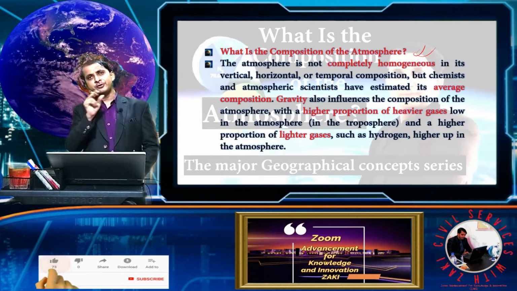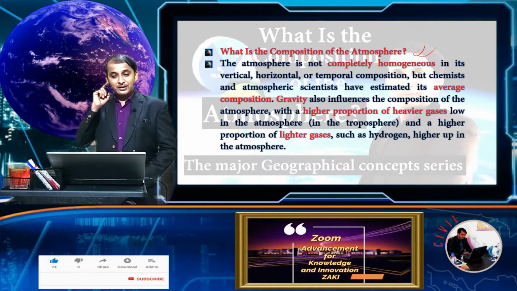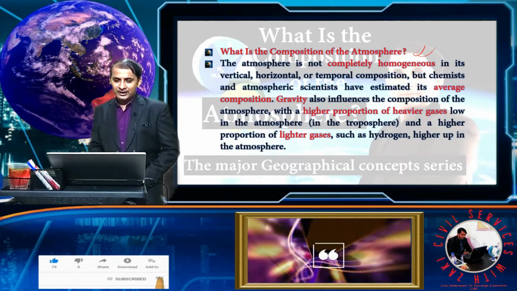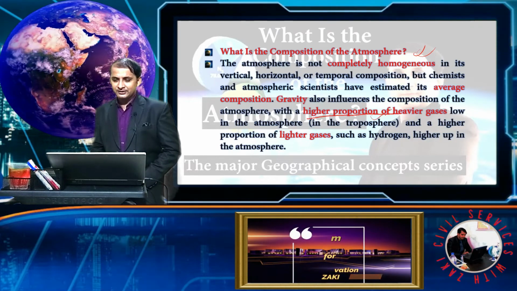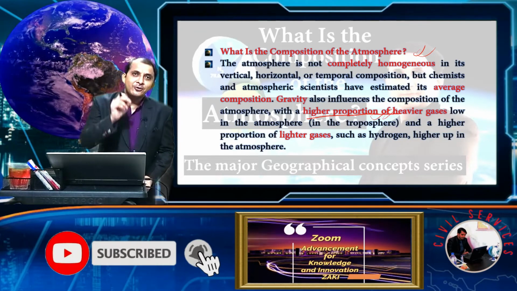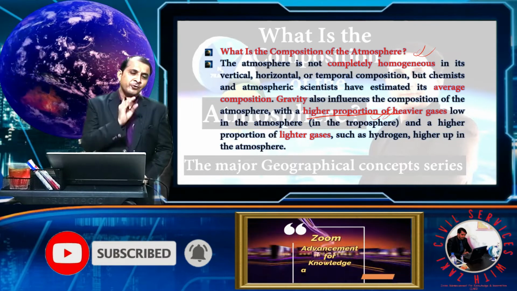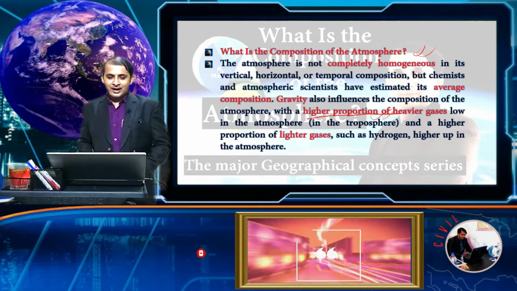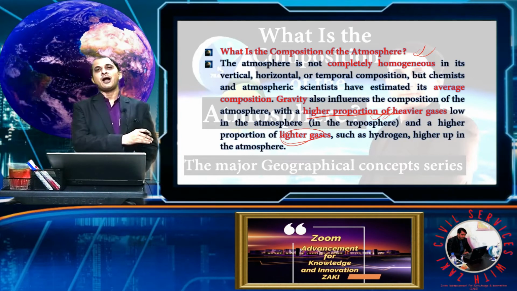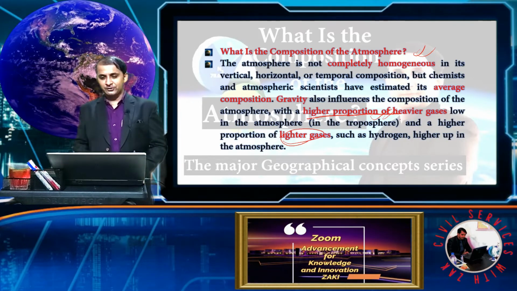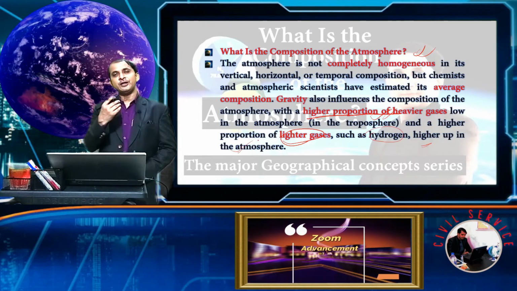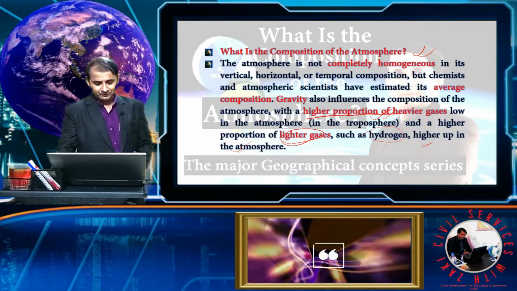Gravity also influences the composition of the atmosphere, with a higher proportion of the heavier gas in the lower atmosphere, basically the troposphere, and a higher proportion of the lighter gas in the upper atmosphere. Like hydrogen, which is found high above in the upper atmosphere.